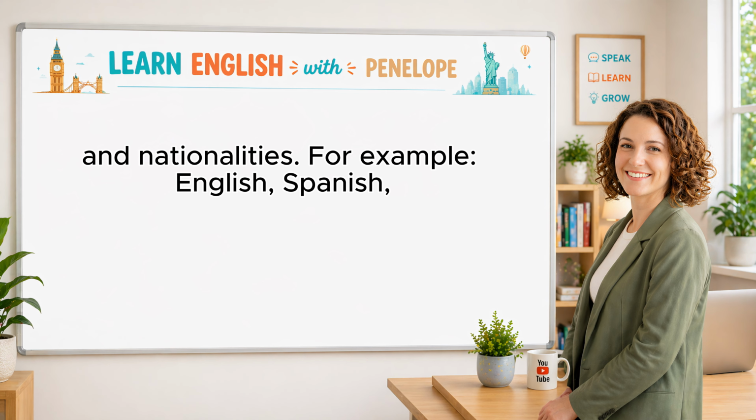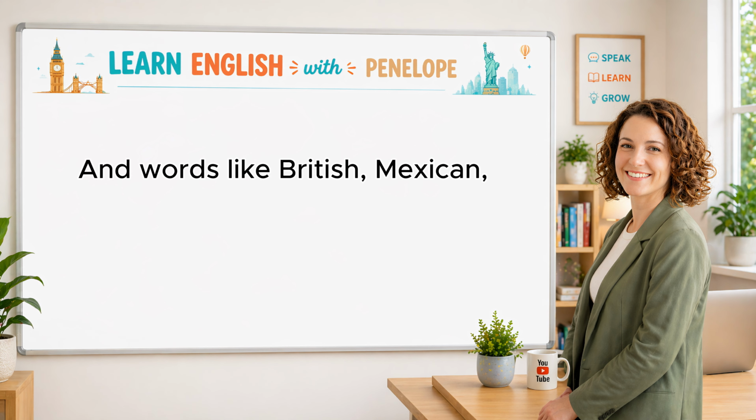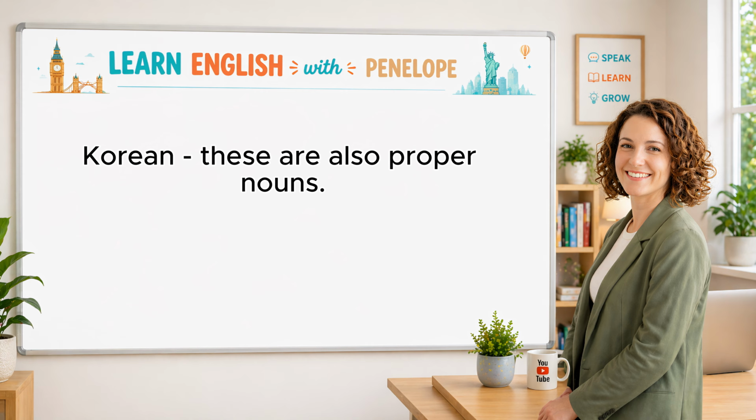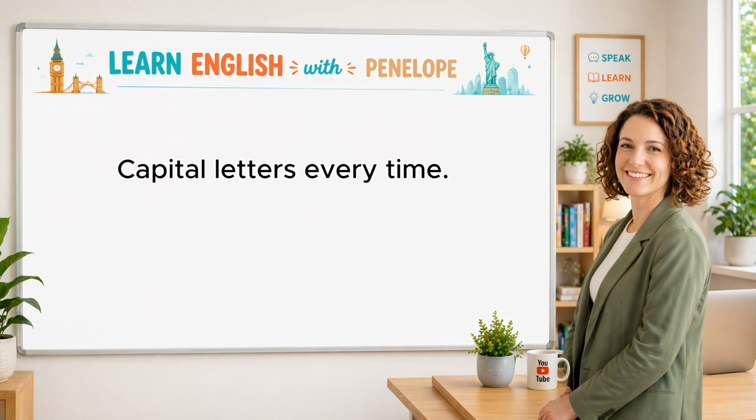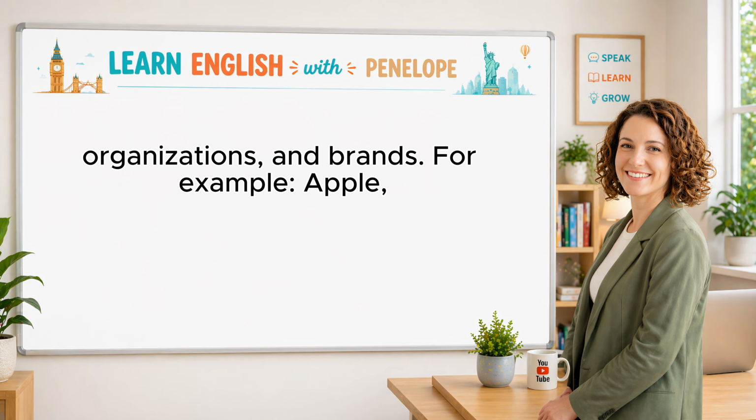For example, English, Spanish, French, Arabic, Chinese, Japanese. These are all proper nouns. And words like British, Mexican, Korean. These are also proper nouns. Capital letters every time. The sixth type of proper noun is the names of companies, organizations, and brands.